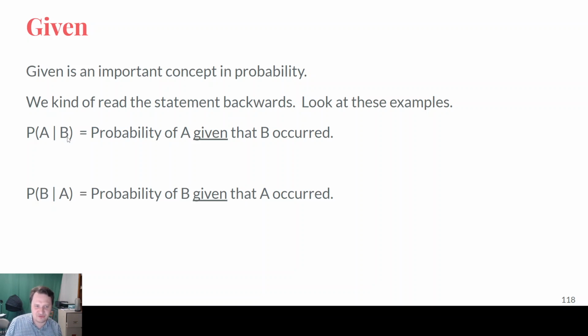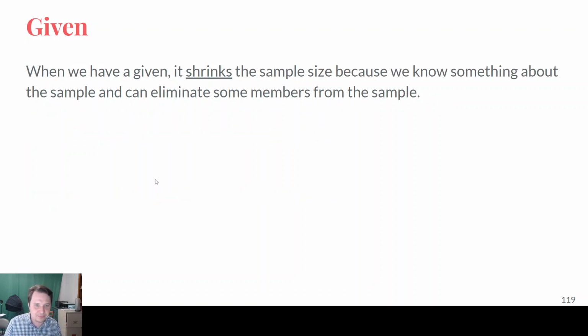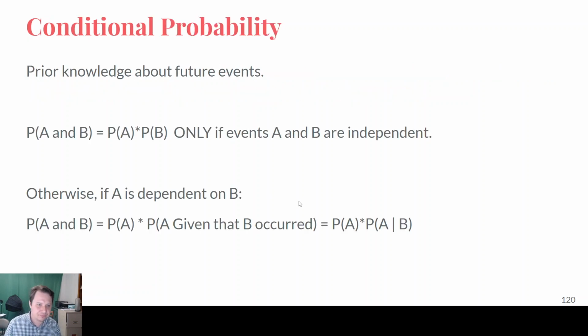So kind of B happens first before A. And so that's why it's a little bit backwards. It's a little confusing. B happens first, then A happens. And you can also flip it. So what's the probability that B happens given that A has already happened? And really what this does is it shrinks our sample size. As I just said, when we have a given, we can eliminate some of our sample because we know that sample isn't possible any longer. And so we can eliminate some members from our sample size. And I think it will make sense when we do some examples.